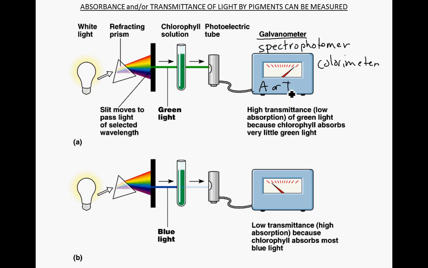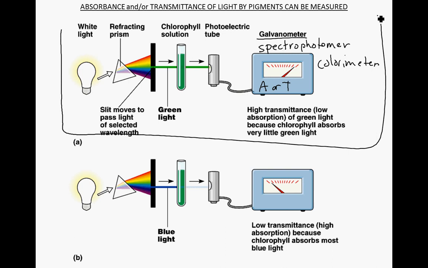So inside of the spectrophotometer, or the colorimeter, so this is in a box here, you'd have a light source, you have a prism that is able to then break the white light into the different colors of the visible spectrum. You then have this slit that's able to move, to pass light of selected wavelengths. So in this case, they have it lined up so that the green wavelengths of light, and again, somewhere around 540 nanometers, are passing through our sample.